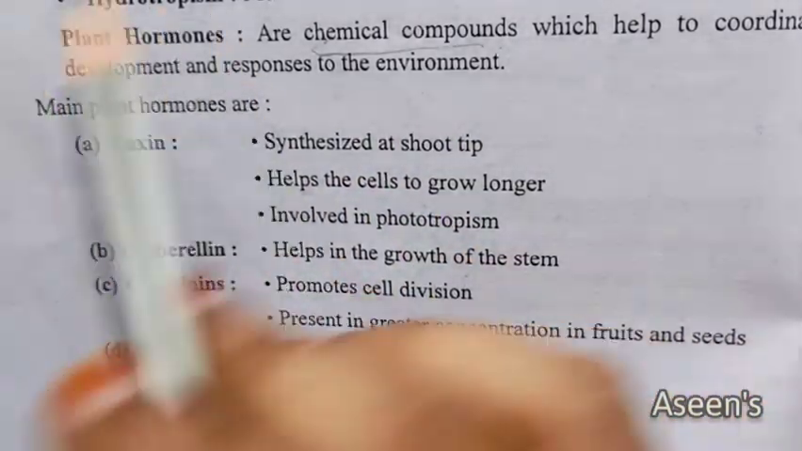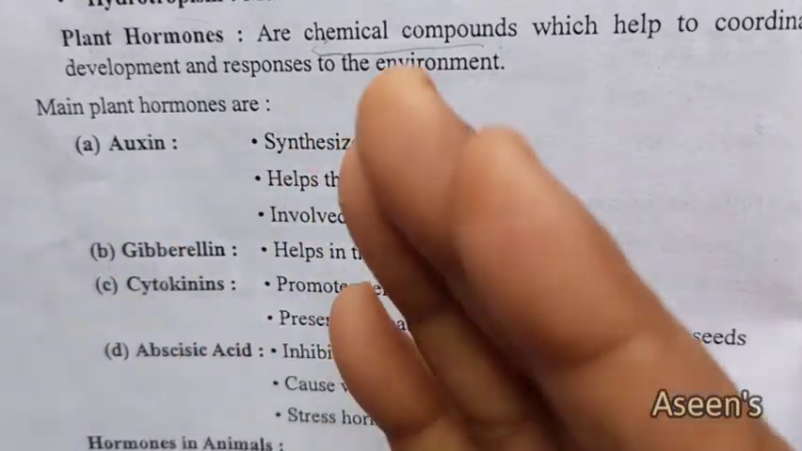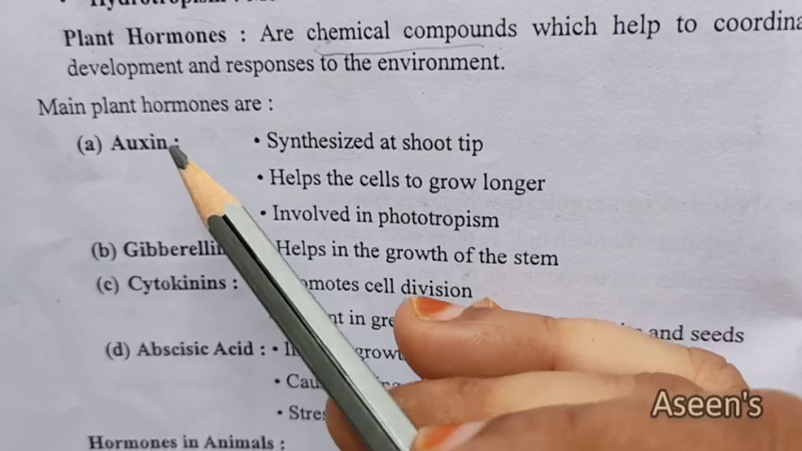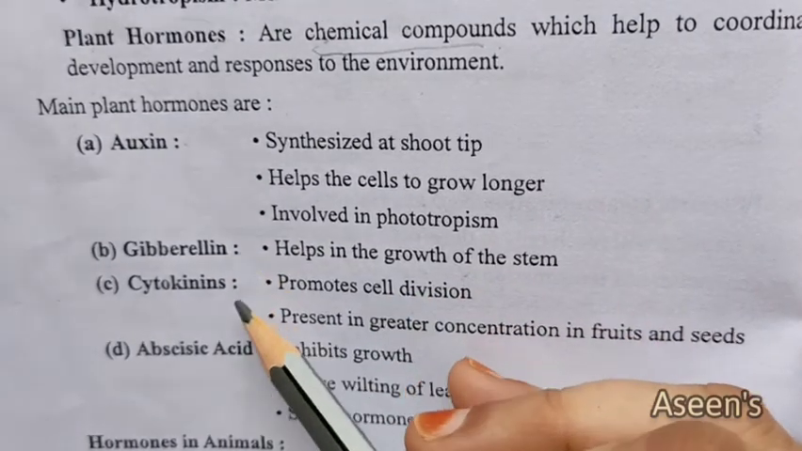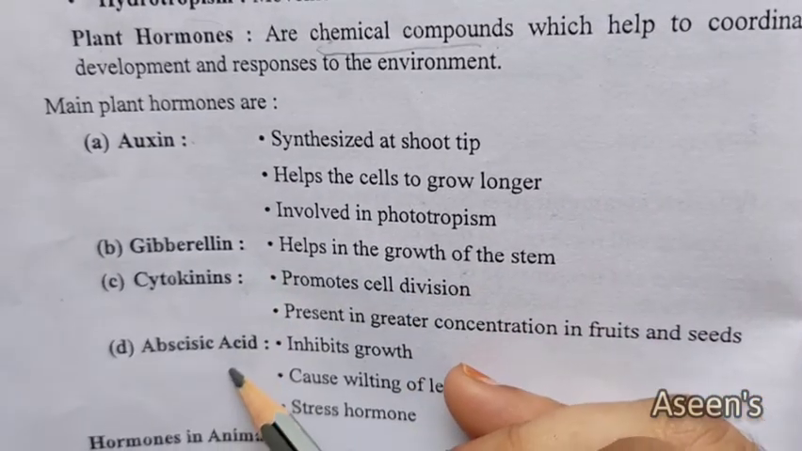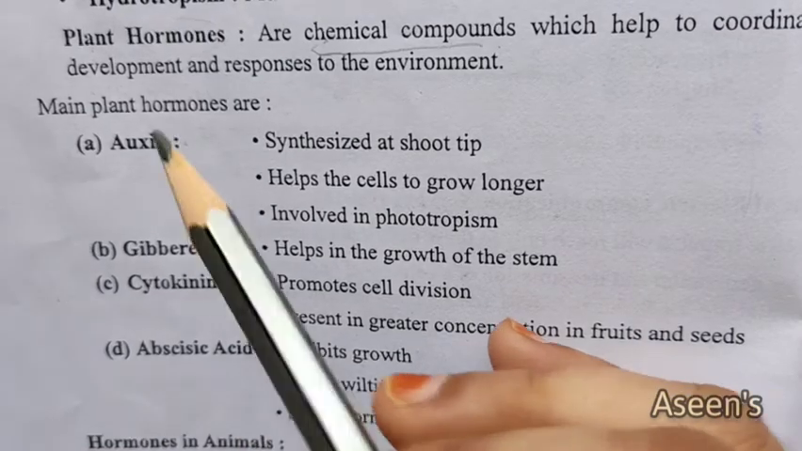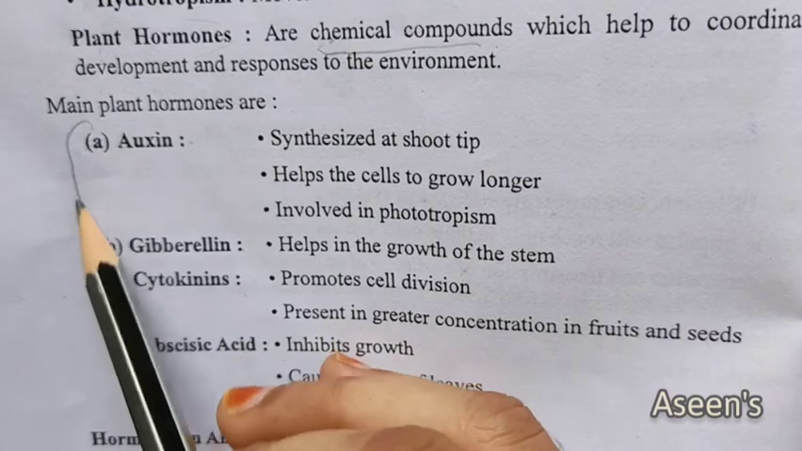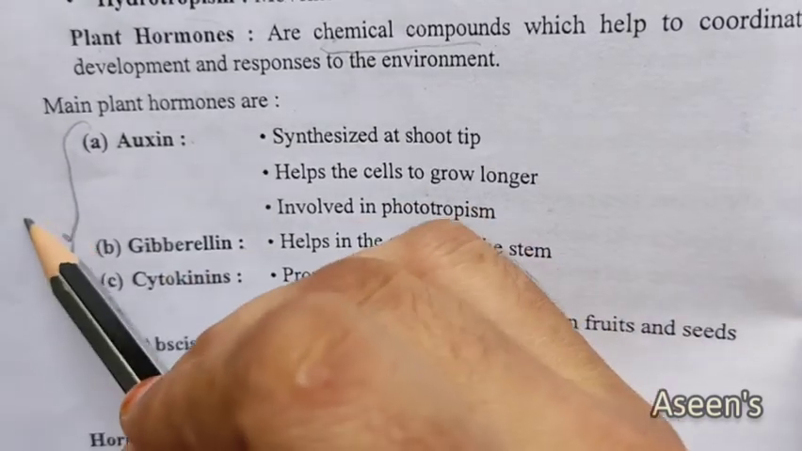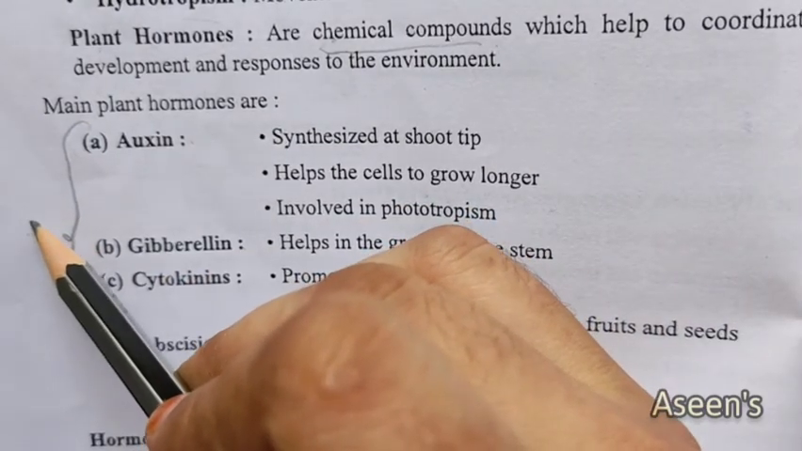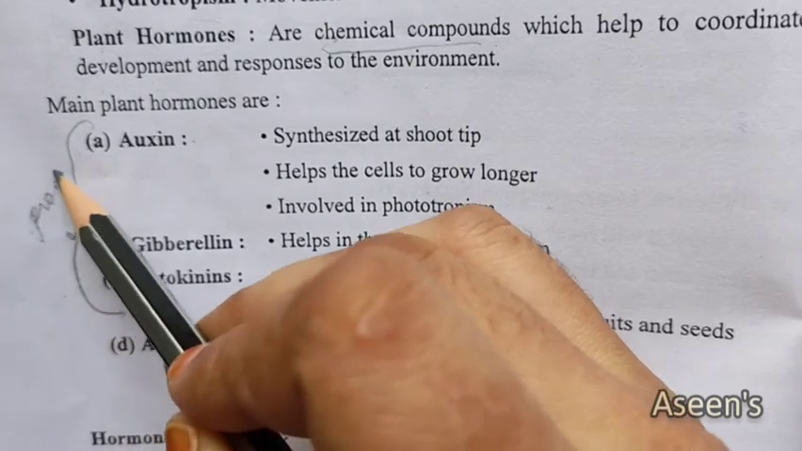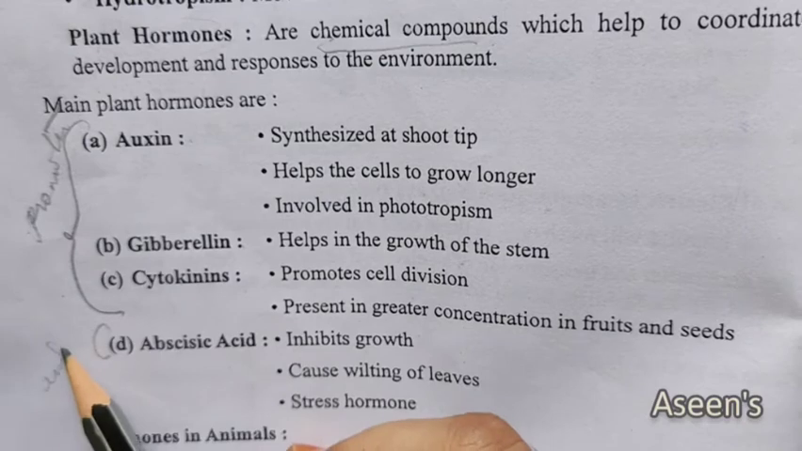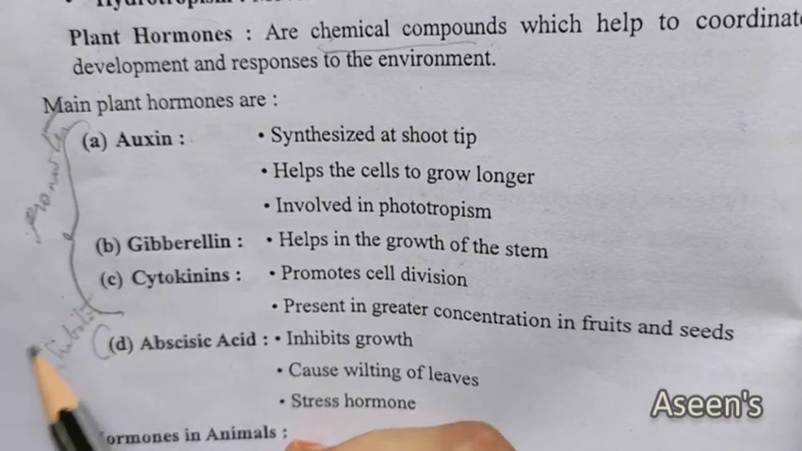So let's talk about plant hormones. What are they, how many are they and how do they work? We have 4 here: auxin, gibberellin, cytokinin and abscisic acid. Among these 4, the first 3 are growth promoters and the last one is the growth inhibitor.